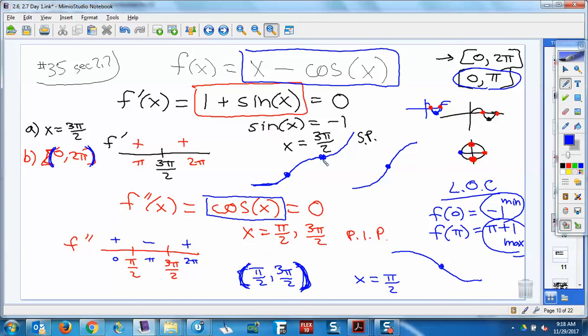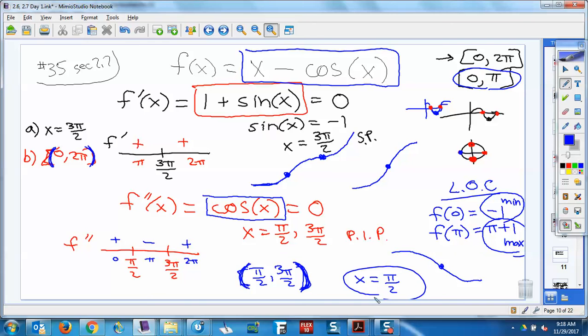Well, this inflection point was a flat spot, right? We said at 3 pi halves, we had a flat spot. 3 pi halves was a flat spot. It's also an inflection point. Well, that's not where it's increasing most rapidly. It's going to be that one right there. Concave up to concave down. So it's at x equals pi halves.